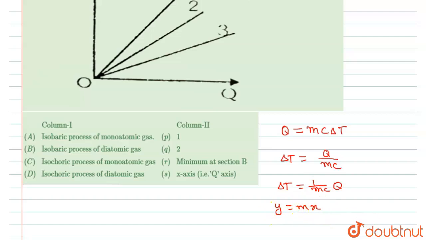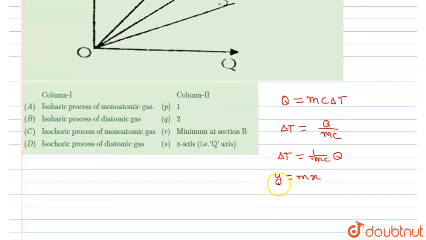If we compare this, we can see that the slope is equal to 1 by MC. This is the slope. Now from here it is clear that if C is greater, then the slope is less.